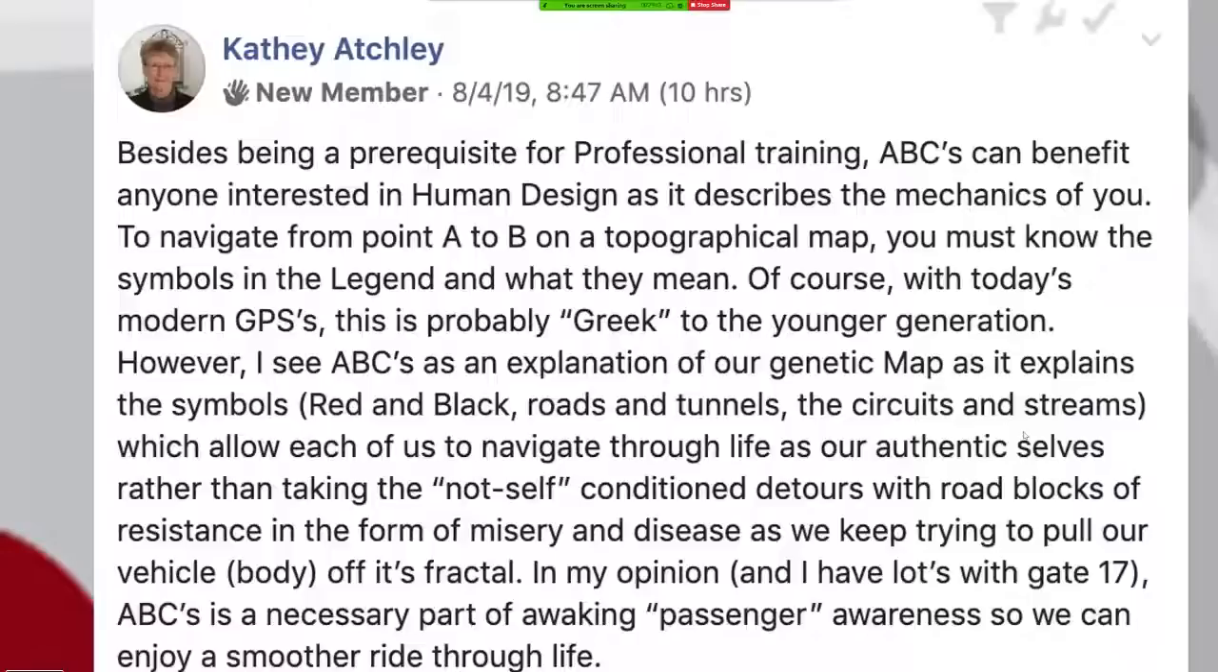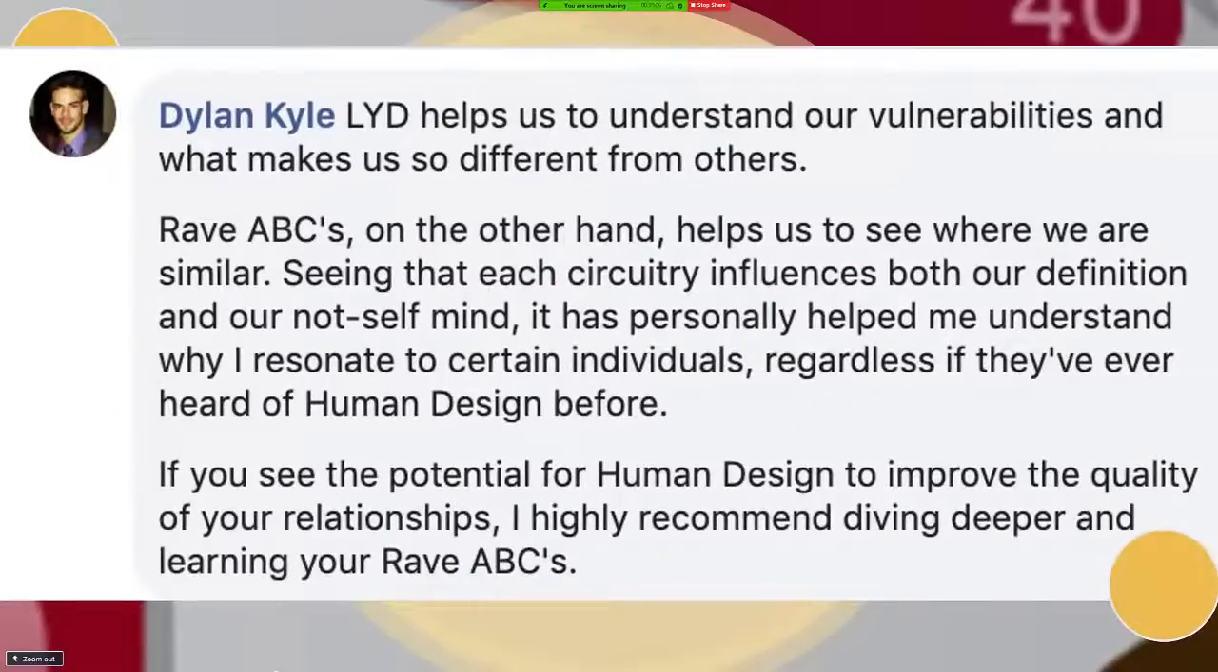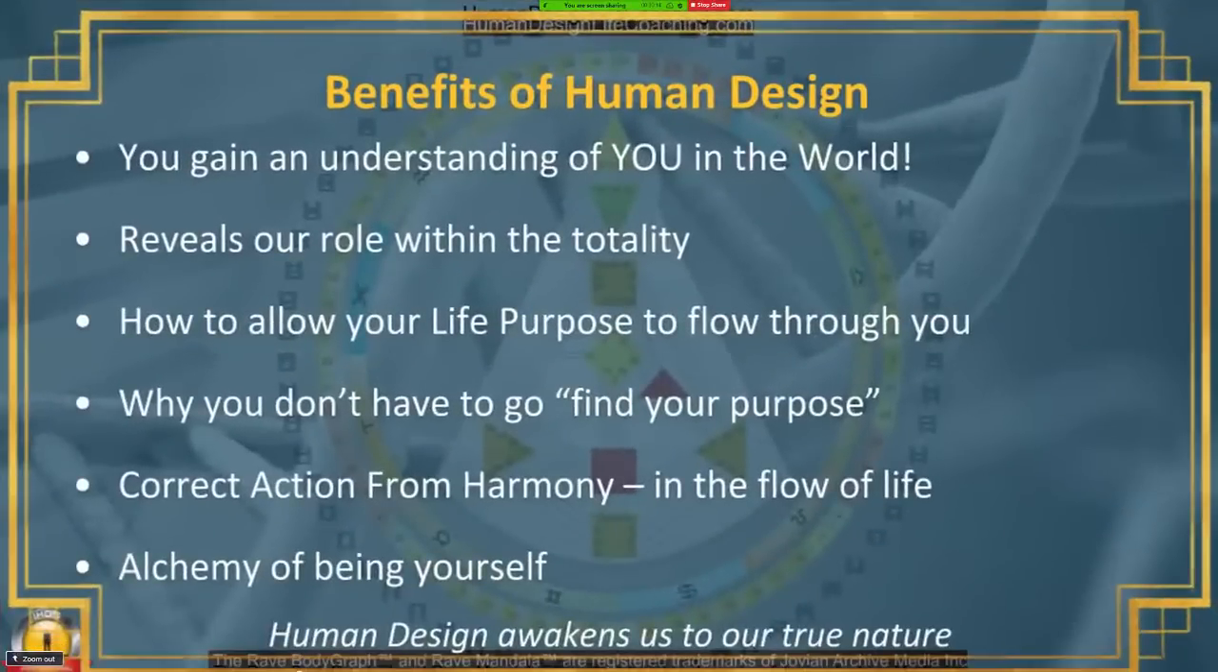And then to see that reflected in the world around you, to look at the charts of your people in your life and to see where you guys complete either these circuits or these streams, to help you awaken passenger awareness. So passenger awareness is basically seeing, observing rather than identifying with what the mind is telling you. And it improves the quality of your relationships, this ABC. It's definitely something that I cherish in both taking and then teaching it as well.